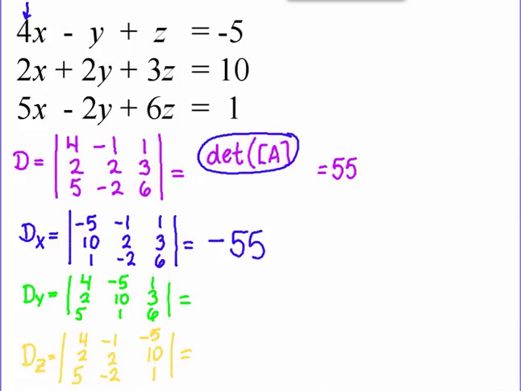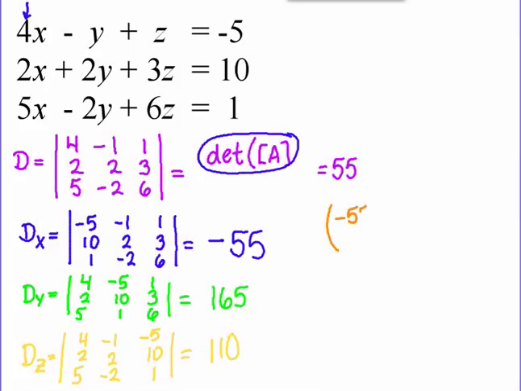All right, let's do the same thing for dy. Does somebody already have dy? 165. I also got 165, so he's correct. And then, last but not least, we need to find dz. 110. And that is 110.